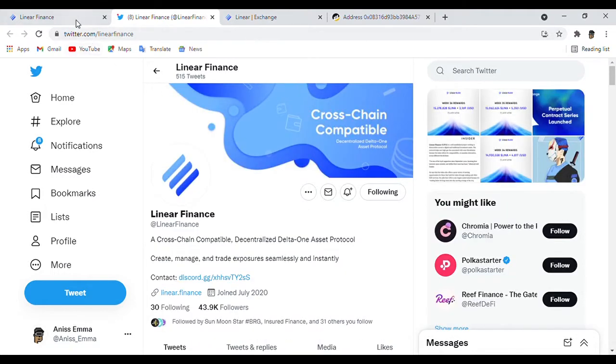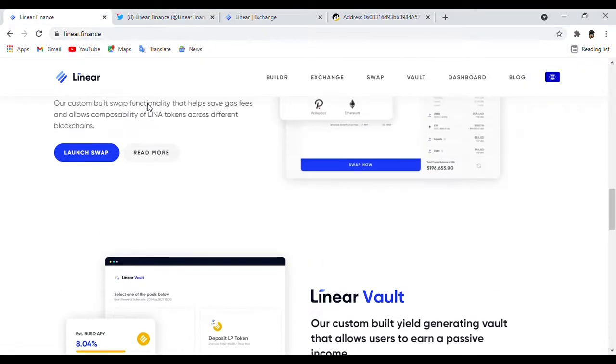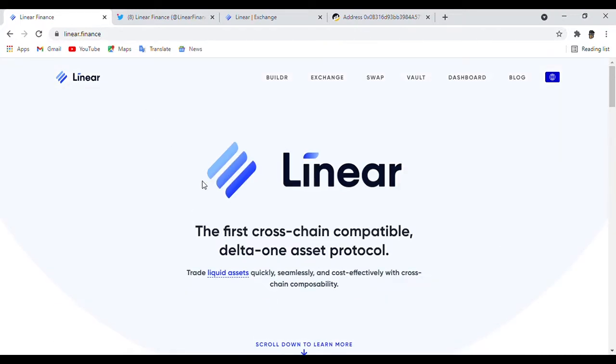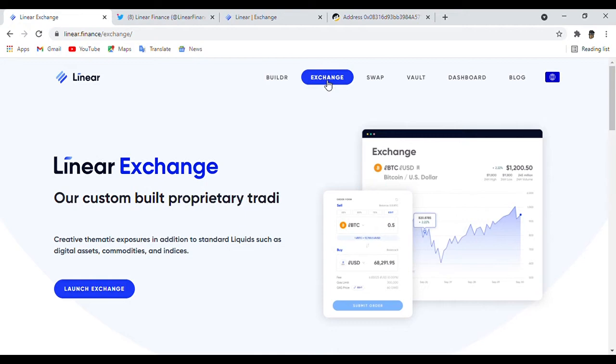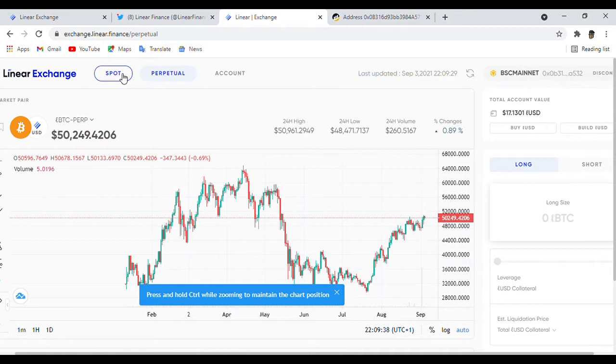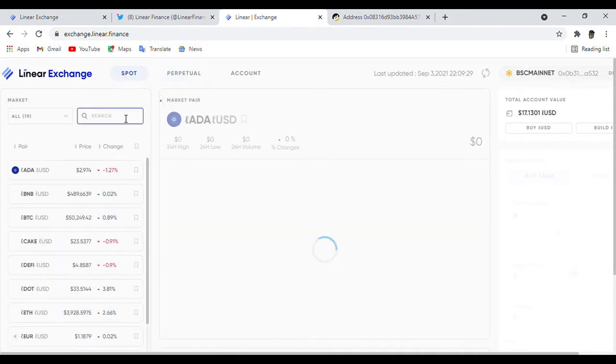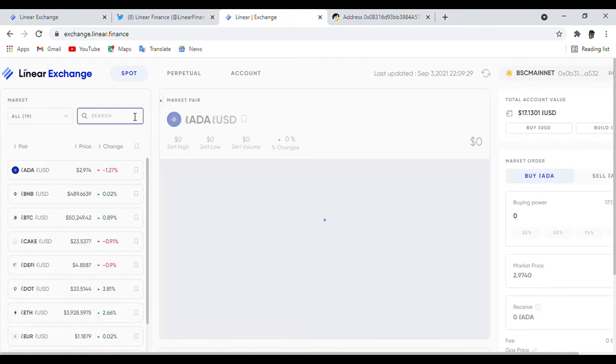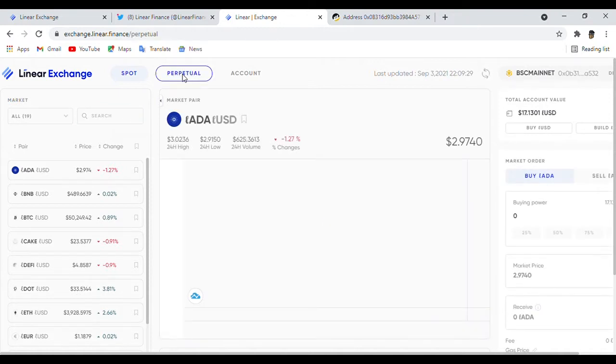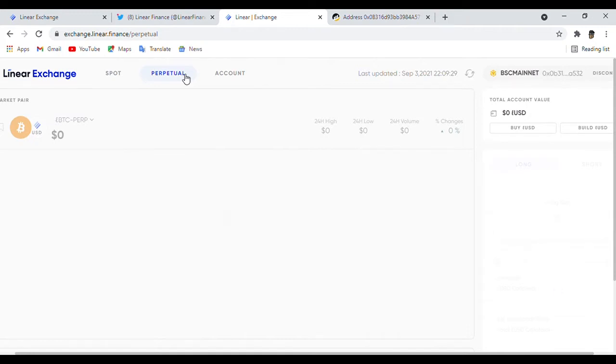The very first thing you need to do is go to linear.finance, the first cross-chain compatible delta one asset protocol, and go to your exchange. In the exchange, you launch your exchange. Once you launch it, it will take you to the spot aspect of your linear exchange. From there you can choose to go to your perpetual side. Perpetual side is right here.